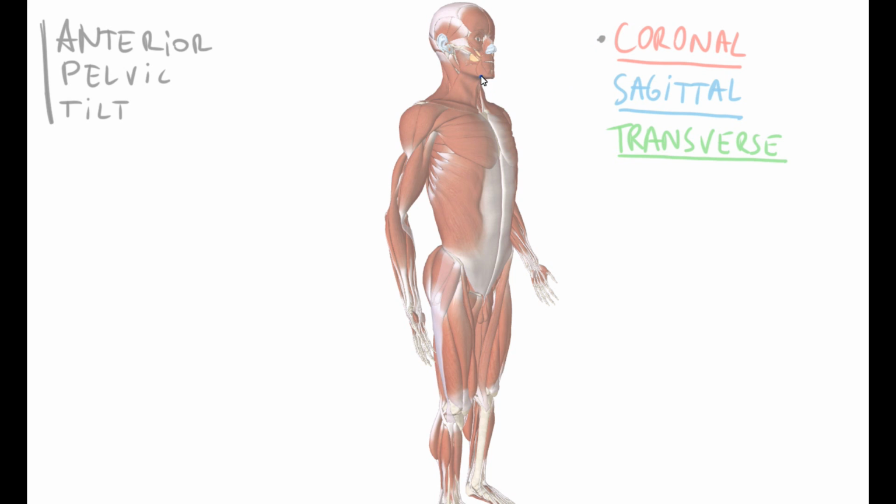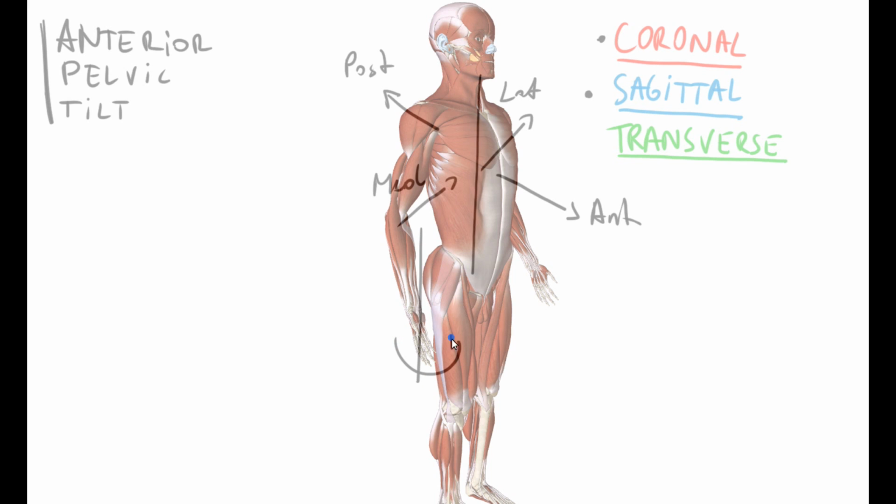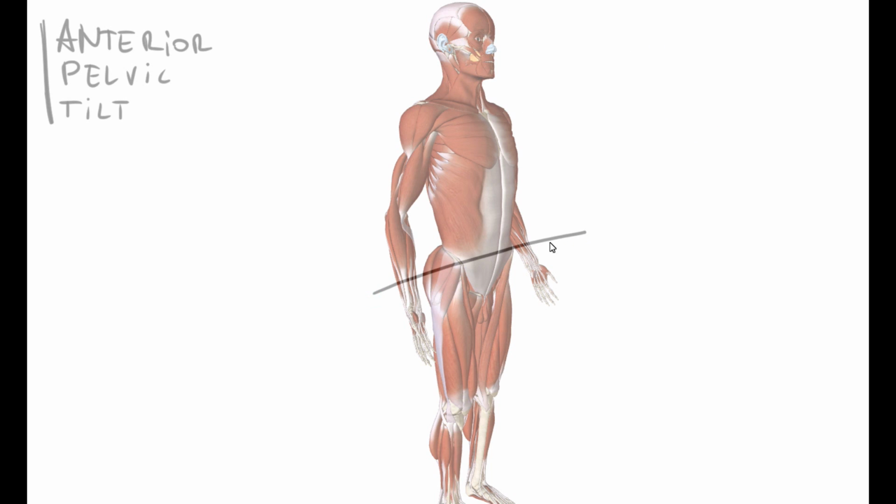Okay, so coronal plane. That's the midline. Lateral, going away from the midline towards the side. Medial, going closer towards the midline. Sagittal. Anterior towards the front of the body. Posterior towards the back of the body. And transverse plane, internal rotation and external rotation. That's transverse plane.